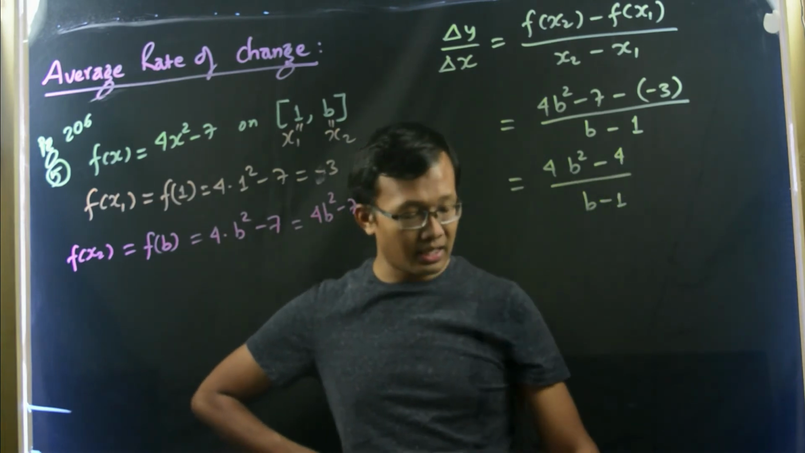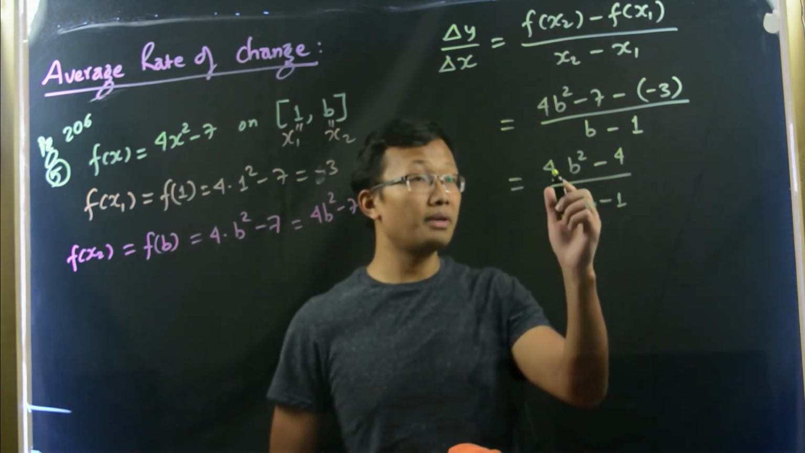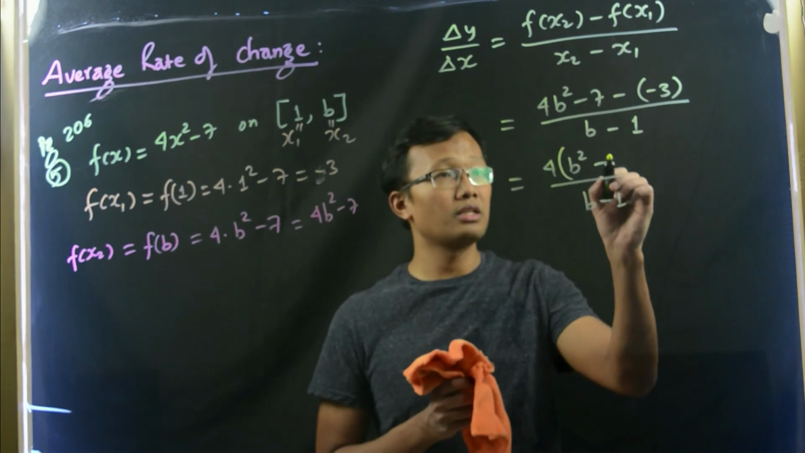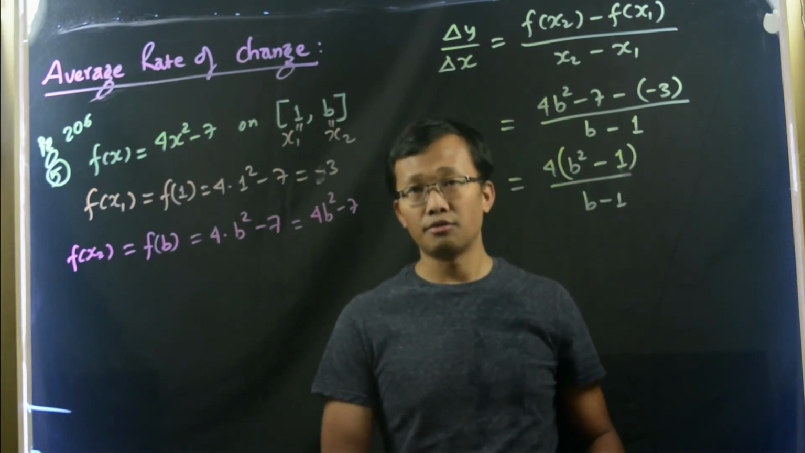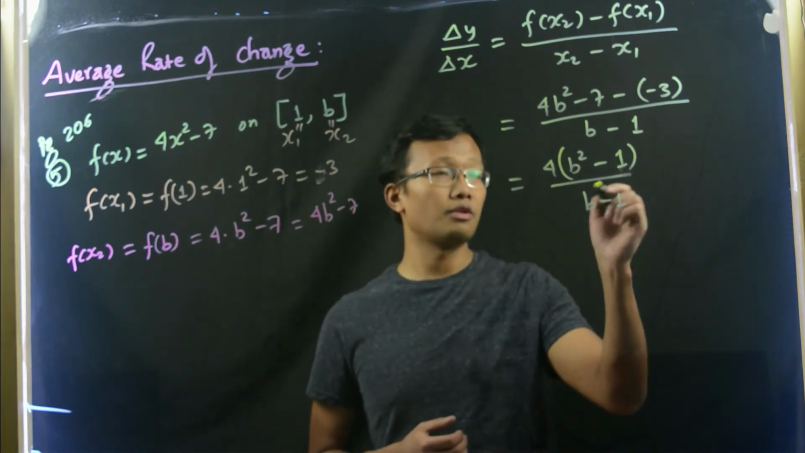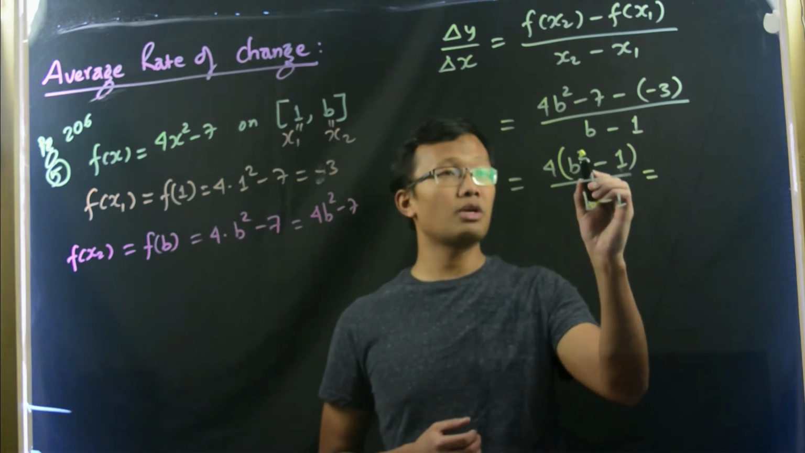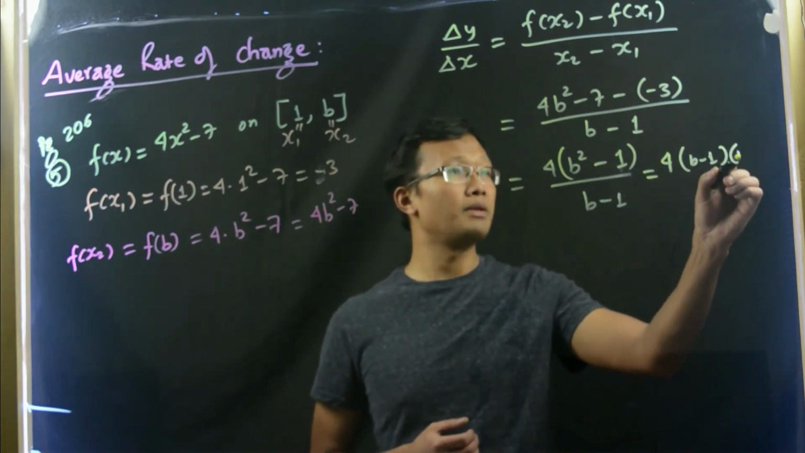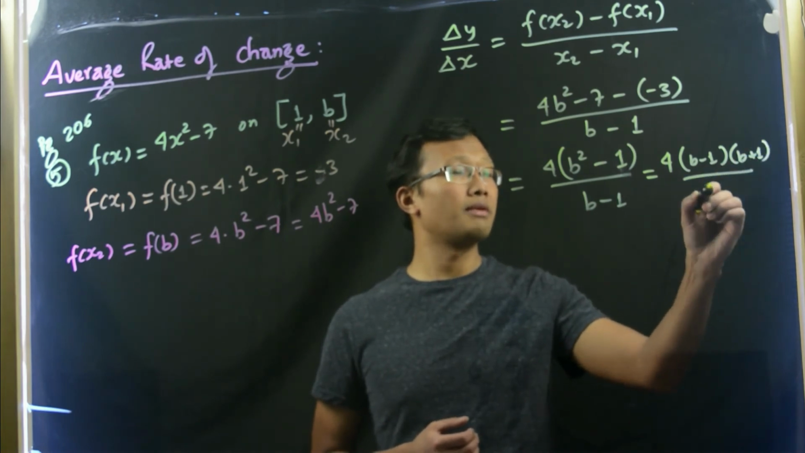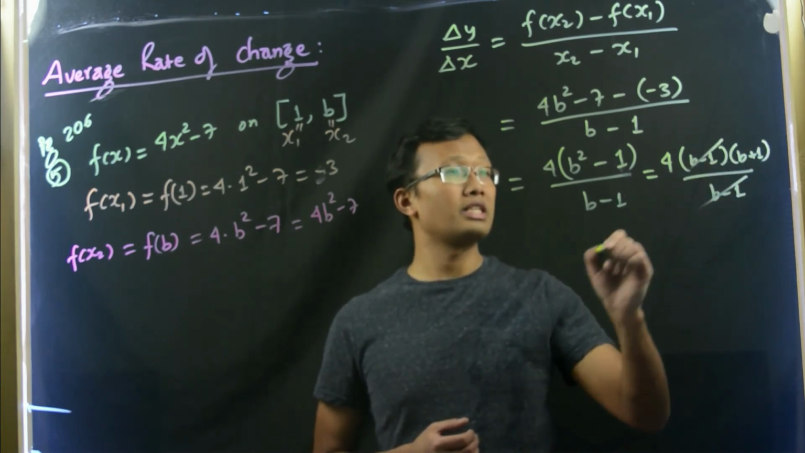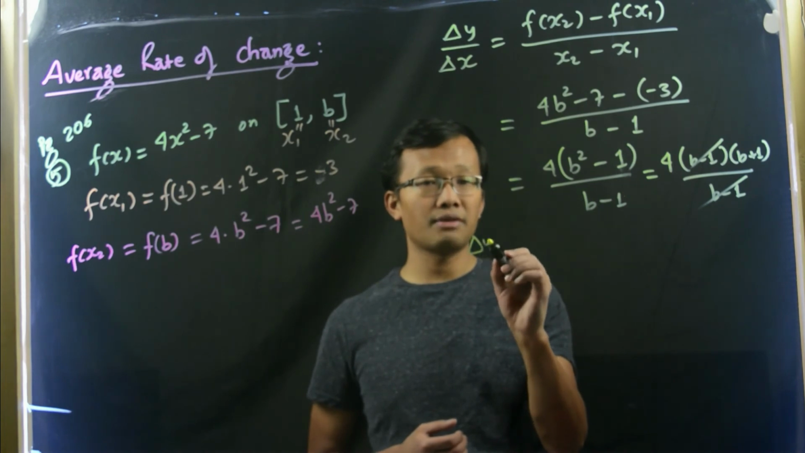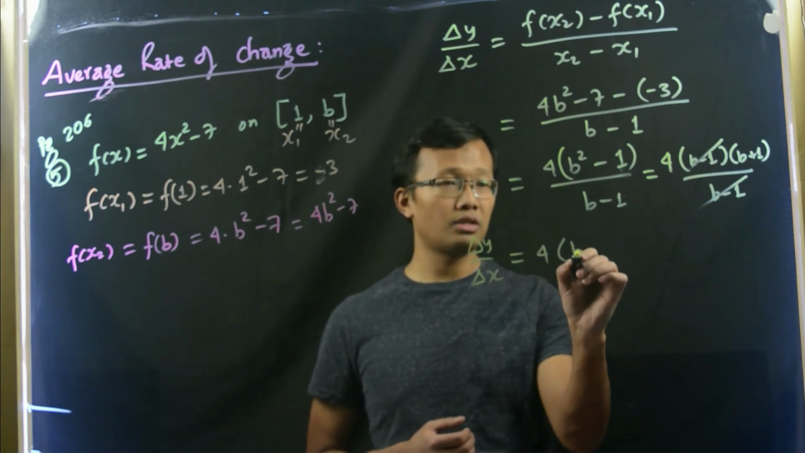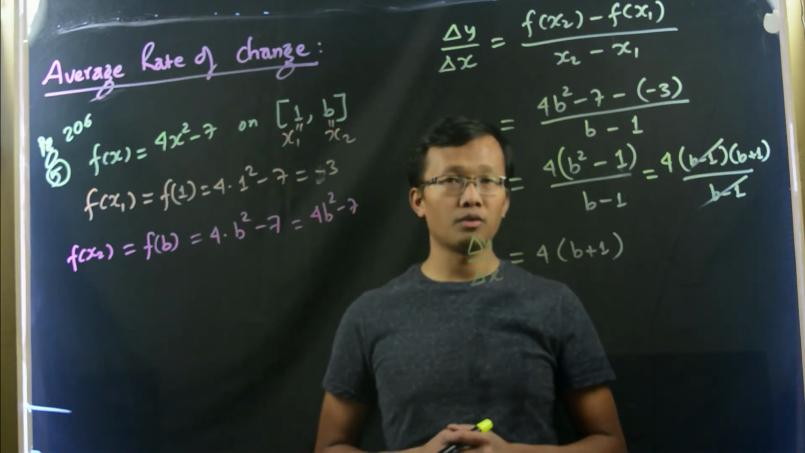Then I can see that this 4b squared minus 4 can be written another way. I can factor out the 4 from both terms. So this becomes 4 times b squared minus 1, which can also be written as 4 times b minus 1 times b plus 1, divided by b minus 1. So this b minus 1 and this b minus 1 can be cancelled. Thus our average rate of change equals 4 times b plus 1. Okay, so that's it.